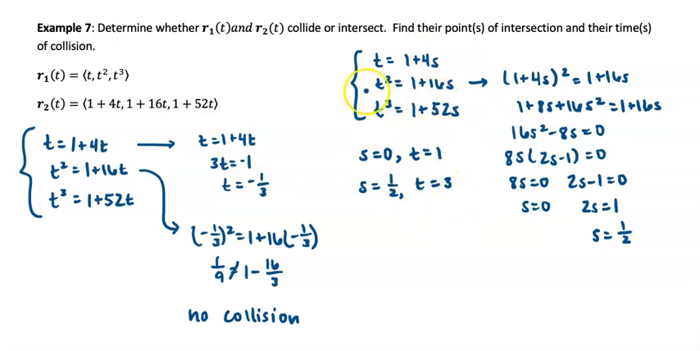So is that true for these other two equations? t squared would be 9. Is that equal to 1 plus 16 times 1/2? Yes, 1 plus 8 is equal to 9. Third equation, t cubed, well, I know 3 cubed is 27, and 1 plus 52 times 1/2 is 1 plus 26. Great. So this is true for all three equations. Let's just make a note of that here because we did that mental math.